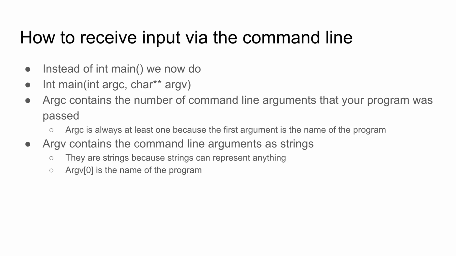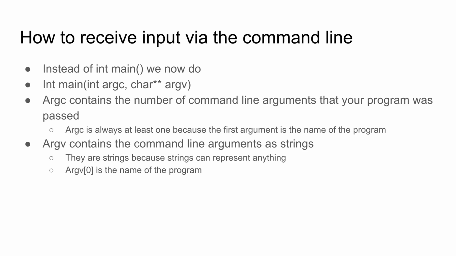So if you want to be able to accept command line arguments, you have to add two parameters to main. The first is called argc, it's an integer, and the second is argv. The names don't matter, the types are what's important. So you can call argc and argv whatever you want. These are the traditional names they're given. Argc contains the number of command line arguments that you were passed, and argv actually contains the command line arguments. But argv is an array of strings.